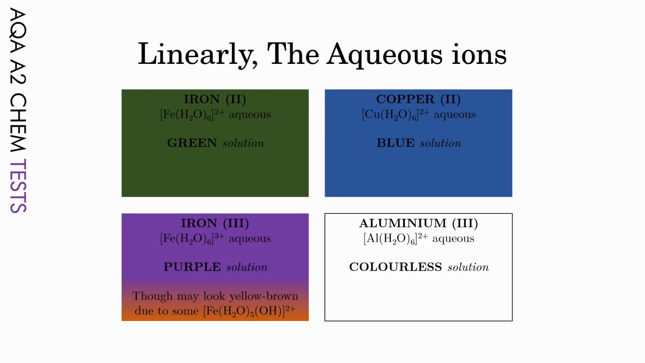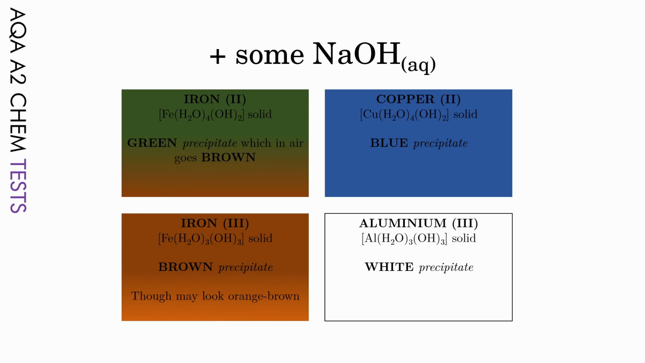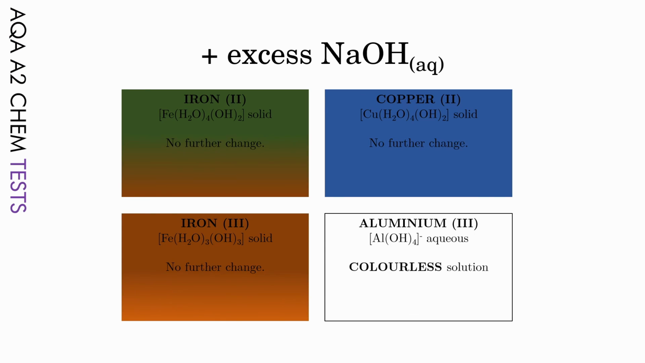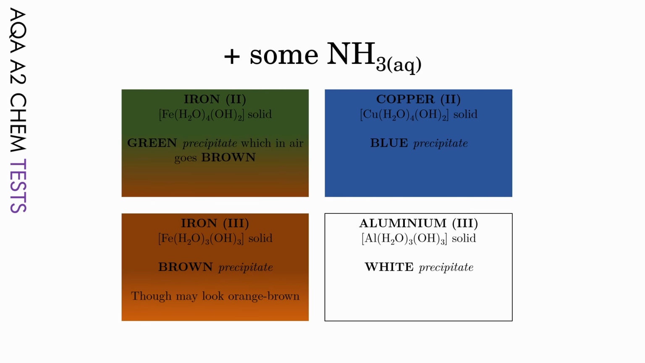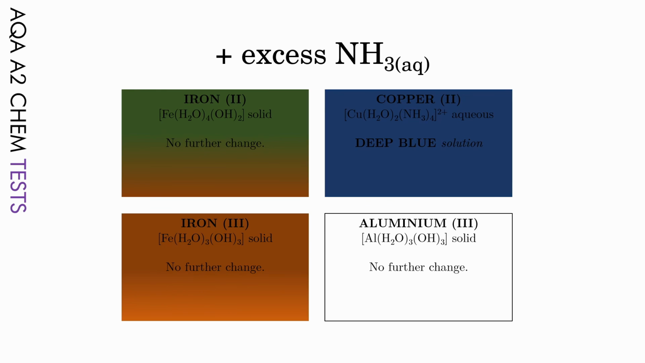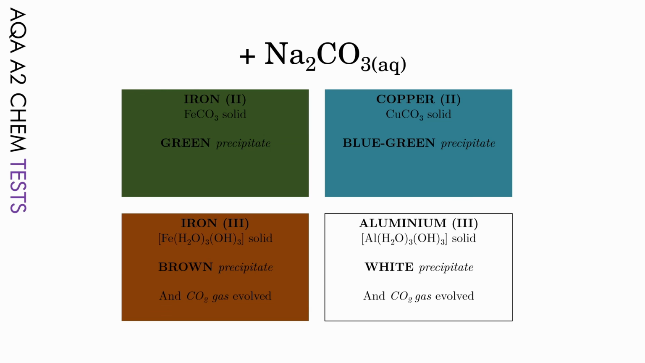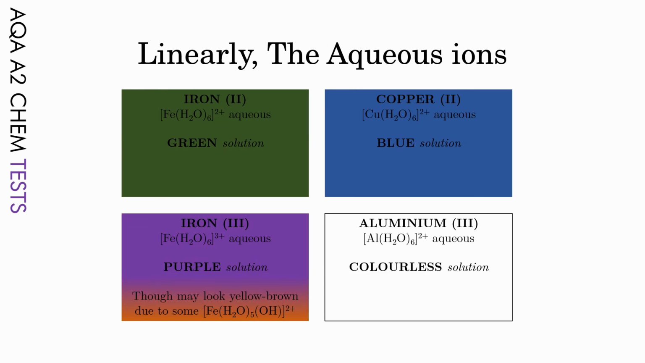Okay, backwards. Copper 2. Now copper 2 in aqueous form, [Cu(H2O)6]2+, is a blue solution. Add some sodium hydroxide, it becomes a blue precipitate. Add excess sodium hydroxide, does nothing. Add some ammonia, it becomes a blue precipitate. Add excess ammonia, it becomes a deep blue solution. Add sodium carbonate, it becomes a blue-green precipitate.